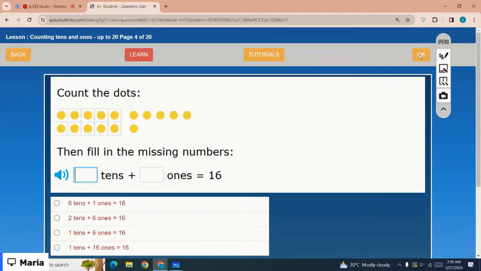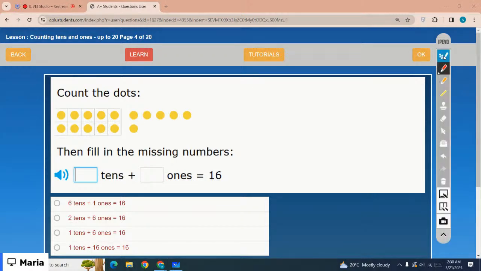So when you write 16, that means you have these are the ones, 6 ones and 1 ten. This complete box means you have 1 ten, right? These are the 6 dots and this is 1 ten. So you have 1 ten and 6 ones, right?